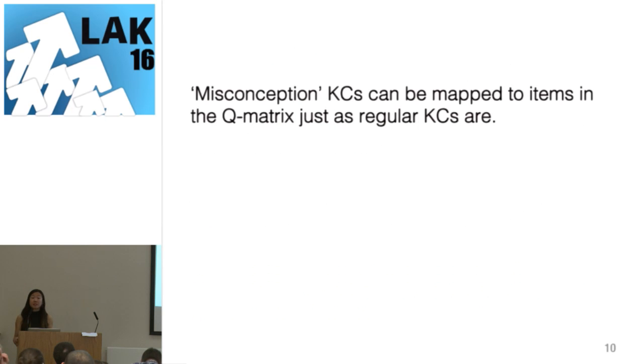Okay, so the current state of KC modeling is that any given KC can only be positively mapped to performance on a problem step. So this doesn't really allow for us to model misconceptions as KCs, since they lead to negative performance on at least some problem steps.